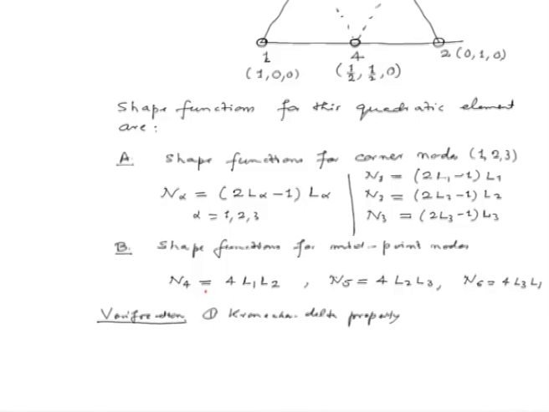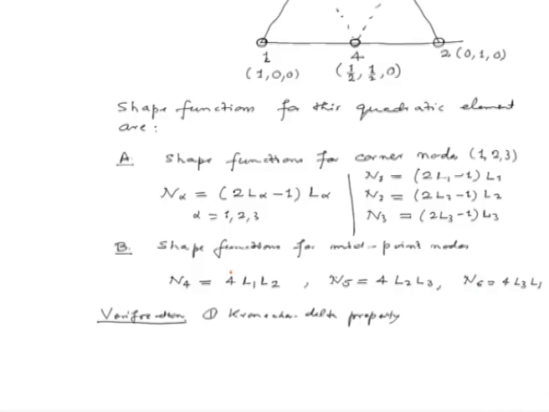For the nodes 4, 5 and 6, it is straightforward that the values of the two coordinates involved in the definition are 1 by 2 each. So, multiplying by 4 easily gives us a value of 1, and definitely their value elsewhere is 0 at all other nodes. The value of n4, for instance, if we find its value at node 3 or node 1, will become 0. So, this Kronecker delta property is very easy to verify.